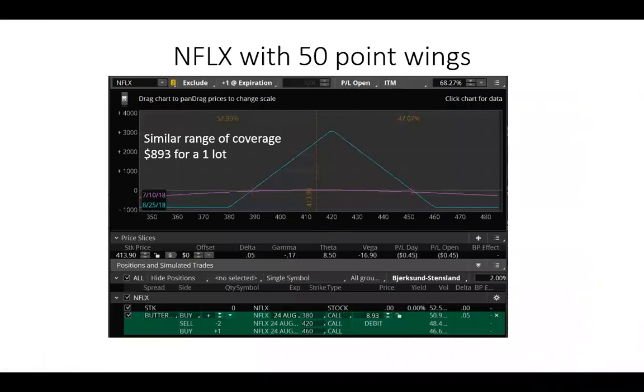Anyway, Netflix is, where's my Netflix? Netflix is at 412. Actually, it's about the same. We're covering a pretty nice range here, though. So even for this trade, roughly a $1,000 investment, to make 50% on your money should be pretty easy.